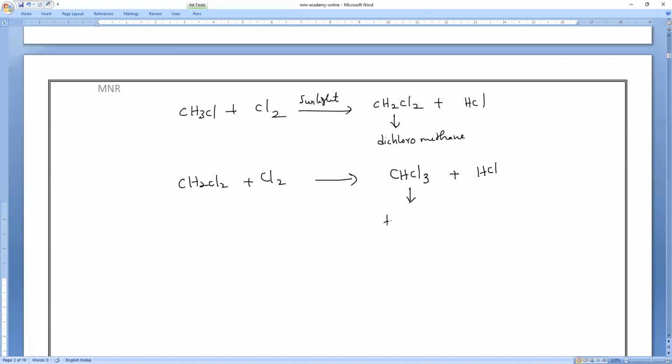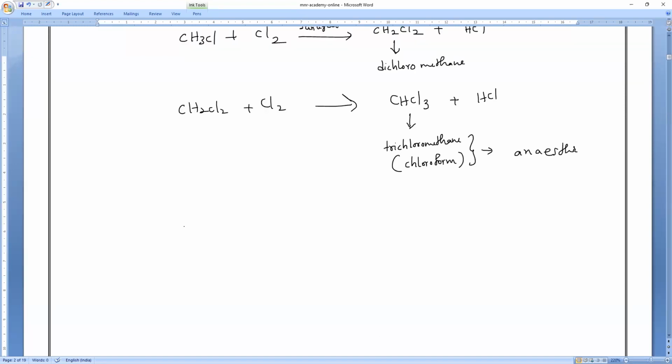This is CHCl3 only. What do we call it, everybody? Respond. Trichloromethane, which is commonly known as what? Chloroform, which we use in hospitals as an anesthetic during operations. Note it. Extremely important equations. That's the reason I'm saying.